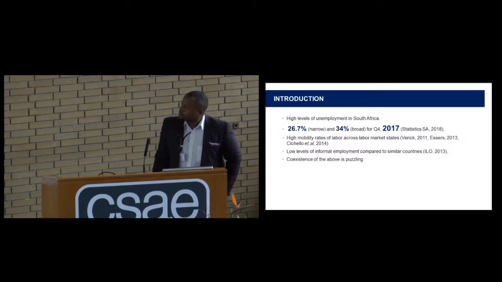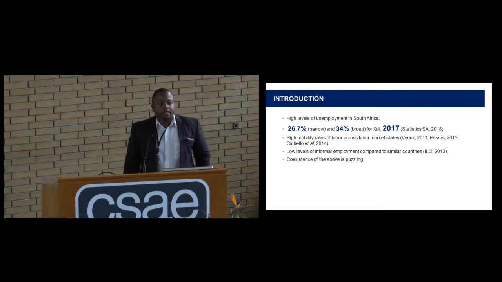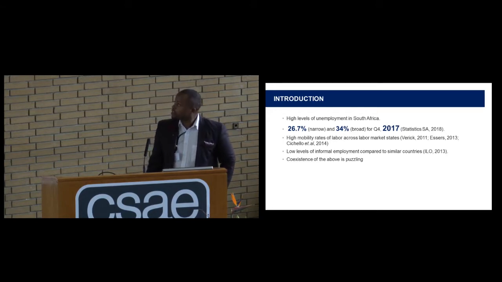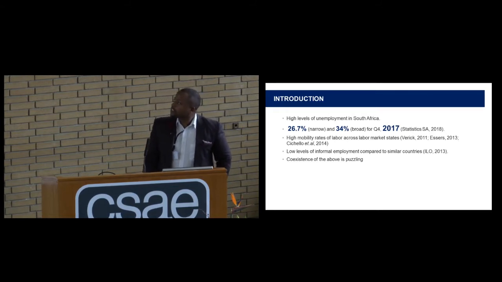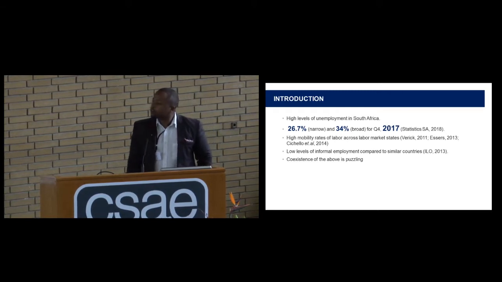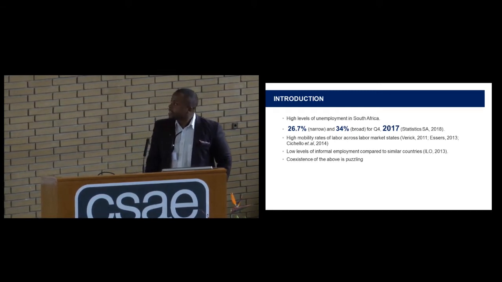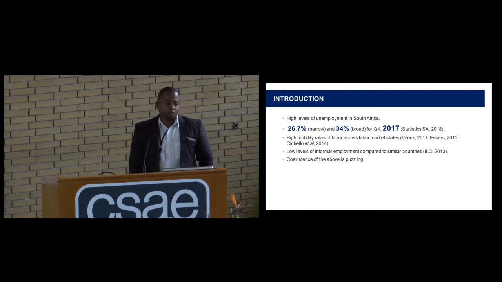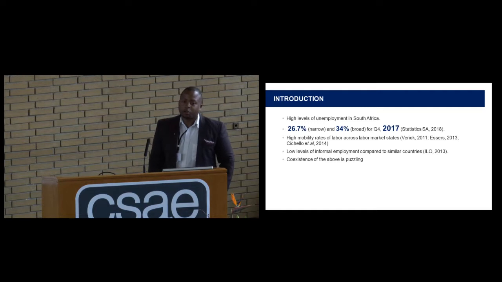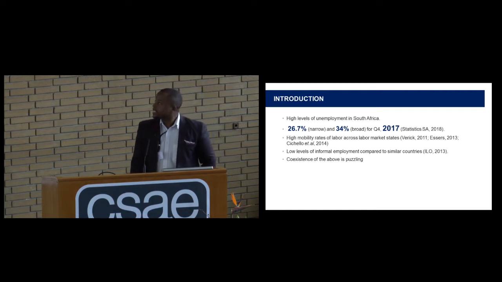So in South Africa, there are high unemployment levels. The broad and narrow rates were 34% and 26.7% for 2017. In such a labor market, we wouldn't expect there to be a lot of movements, and we wouldn't expect there to be voluntary movements out of employment.